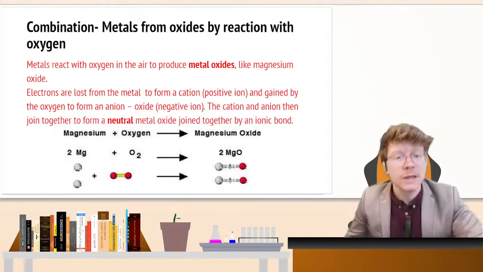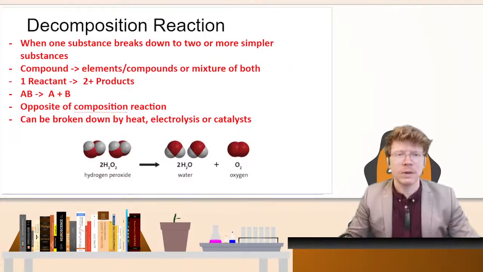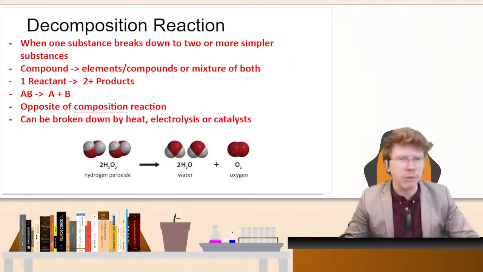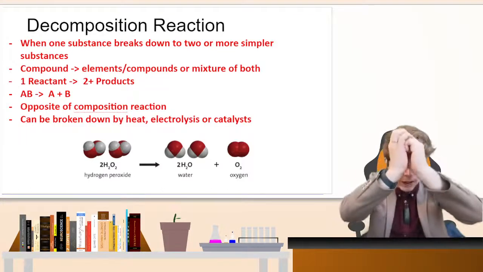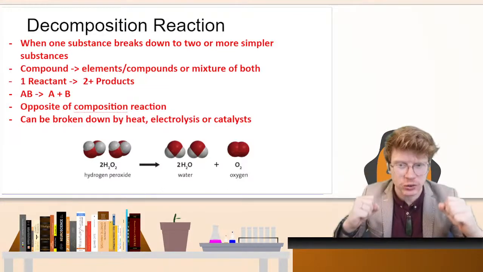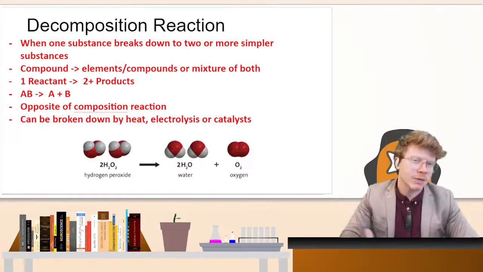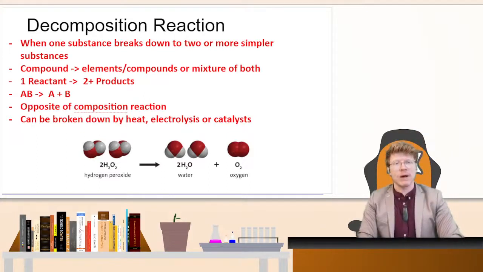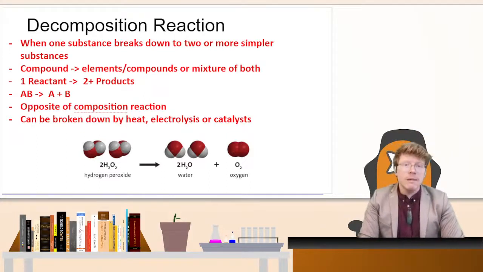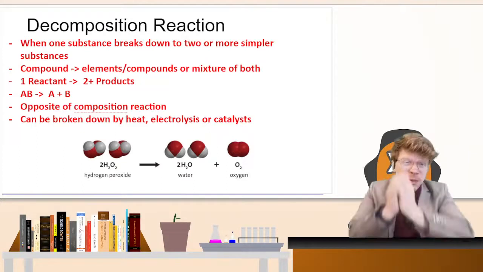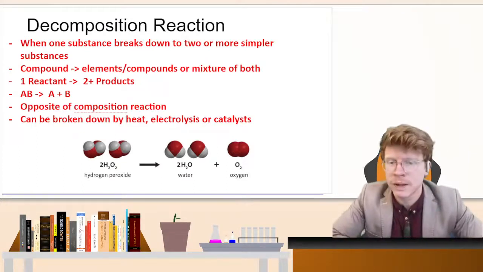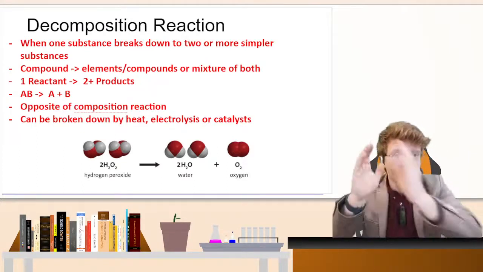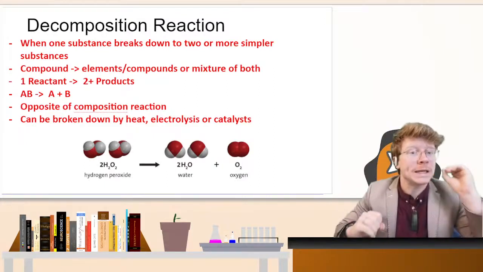Our next one is decomposition. Decomposition, to decompose, to break down. 1 thing splits off into 2, right? In reality, decomposition is going to be more complex than this. You can have 1 thing splitting off into 3 or 4, but at this level, it's going to be 1 thing splits into 2, right? So AB becomes A and B.